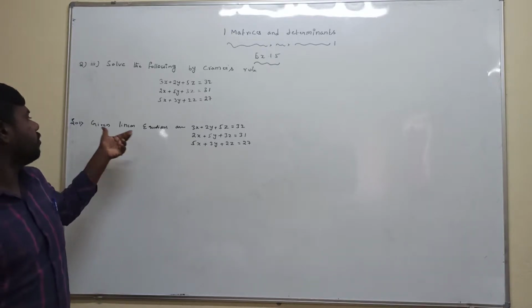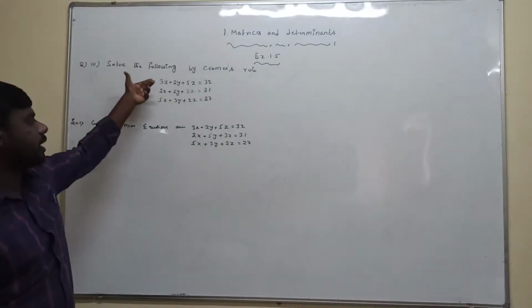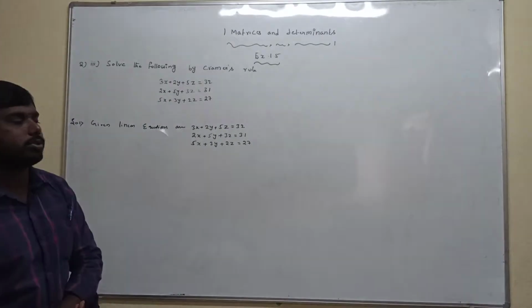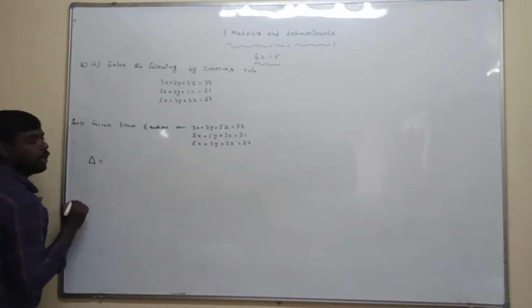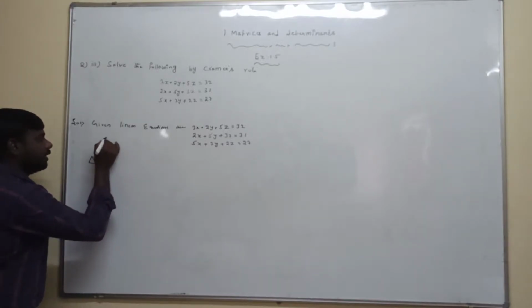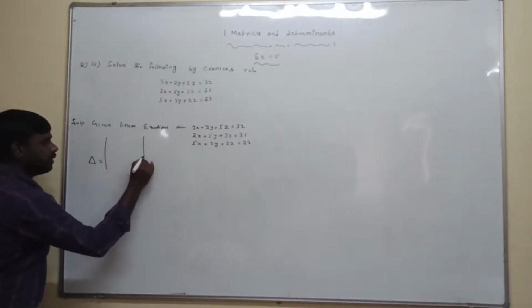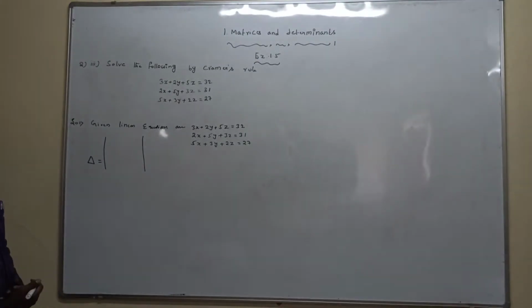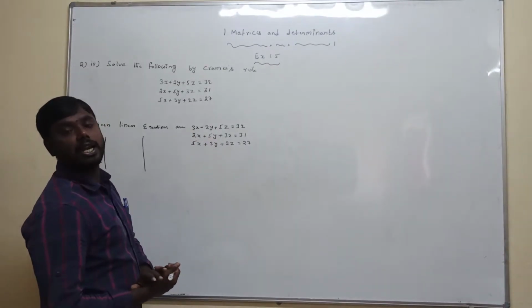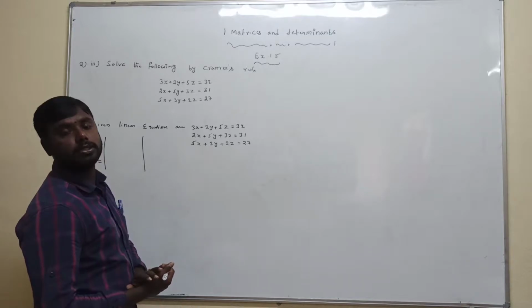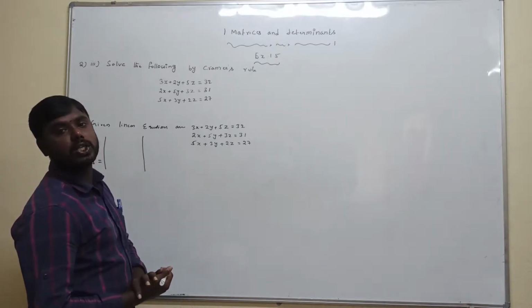So see the solution. First of all, you should write the given three linear equations. You know the steps. First, we have to find the delta value. That's why we take the determinant of the coefficients of the x, y, z variables in the given three linear equations.